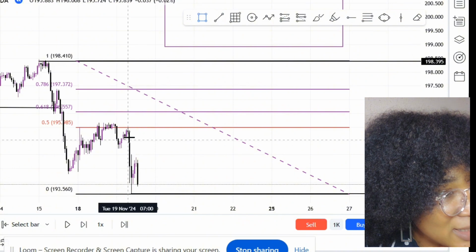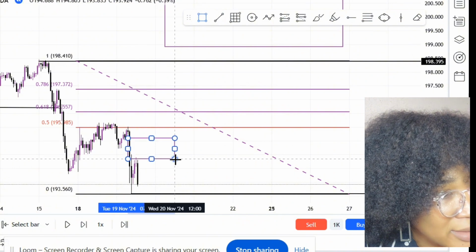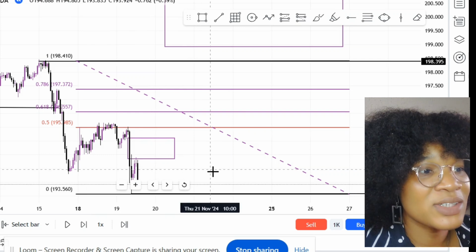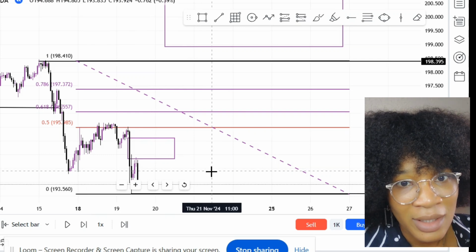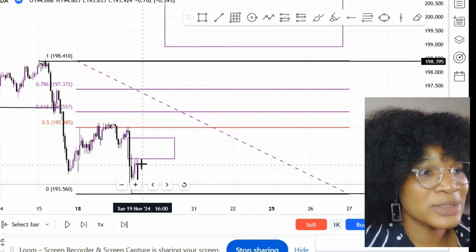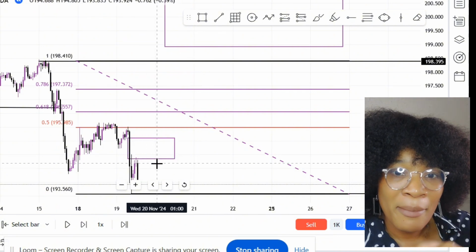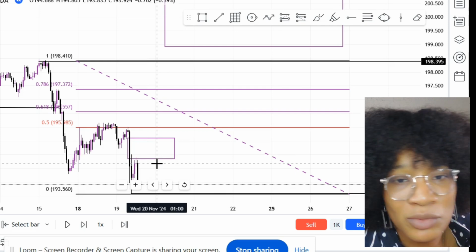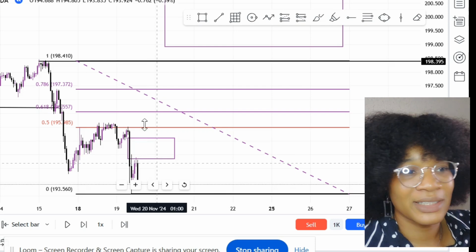If I'm not mistaken, this is a fair value gap right here. But I won't be looking for a sell here. Why? Because it is in a discount level. The overall trend is a sell movement. So I definitely want to be looking for my preferred entry model in the premium level, not in the discount level, because price is actually selling.